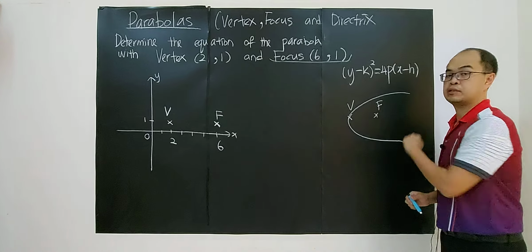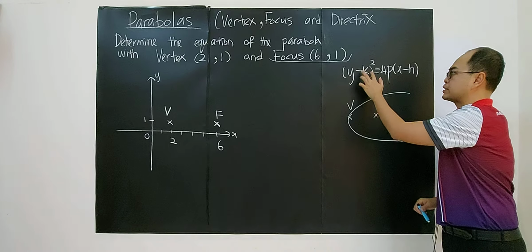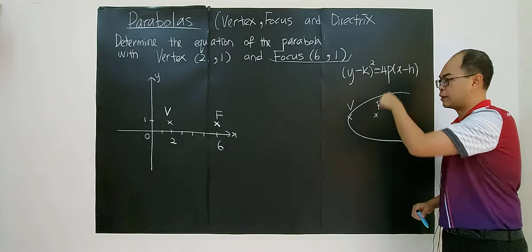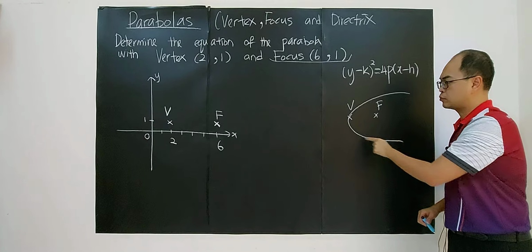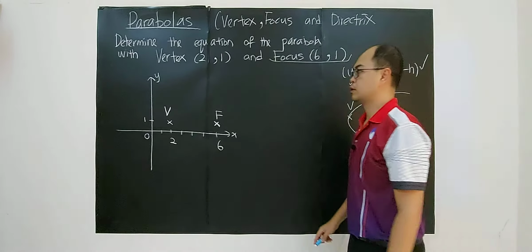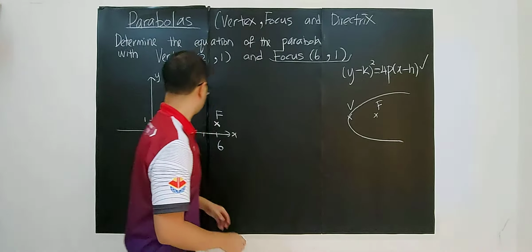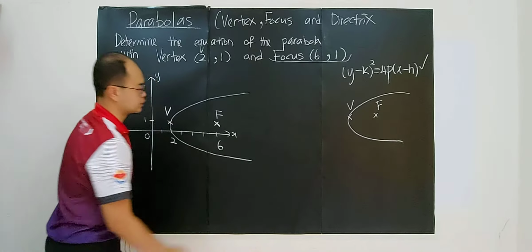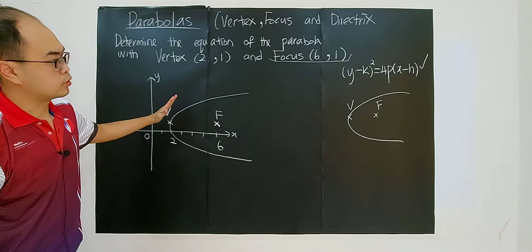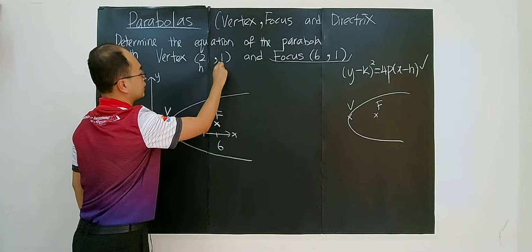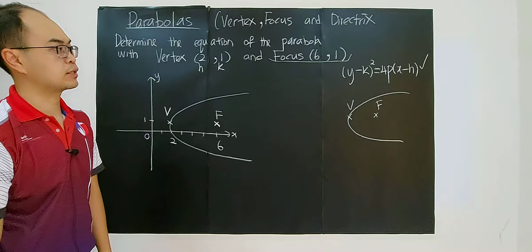The first thing that you decide: why not (x minus h) squared? That one belongs to open up and open down. Now it's open to the right, so you know that this is the type. Later, what do you know? You know the vertex, right? The vertex will be (2, 1), which is your h and k.